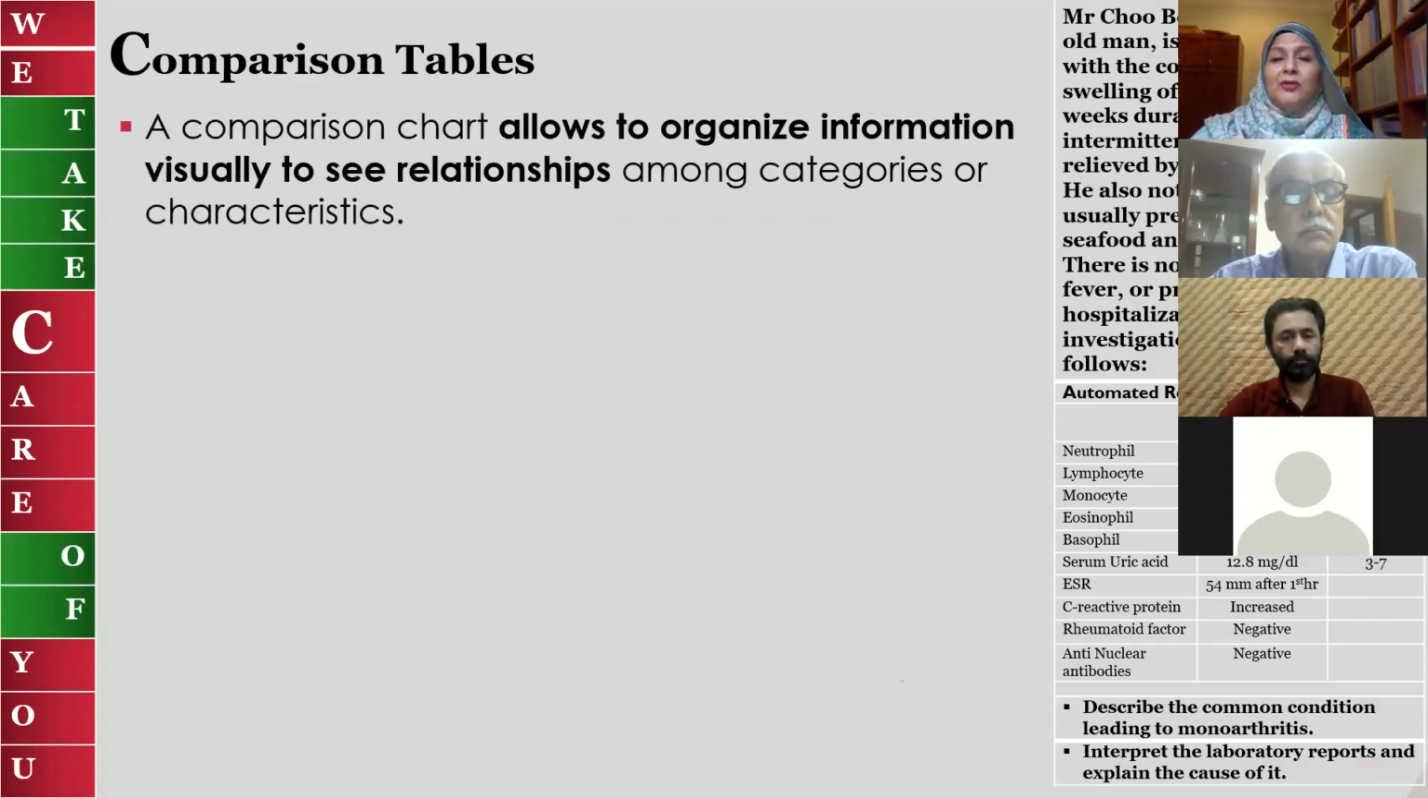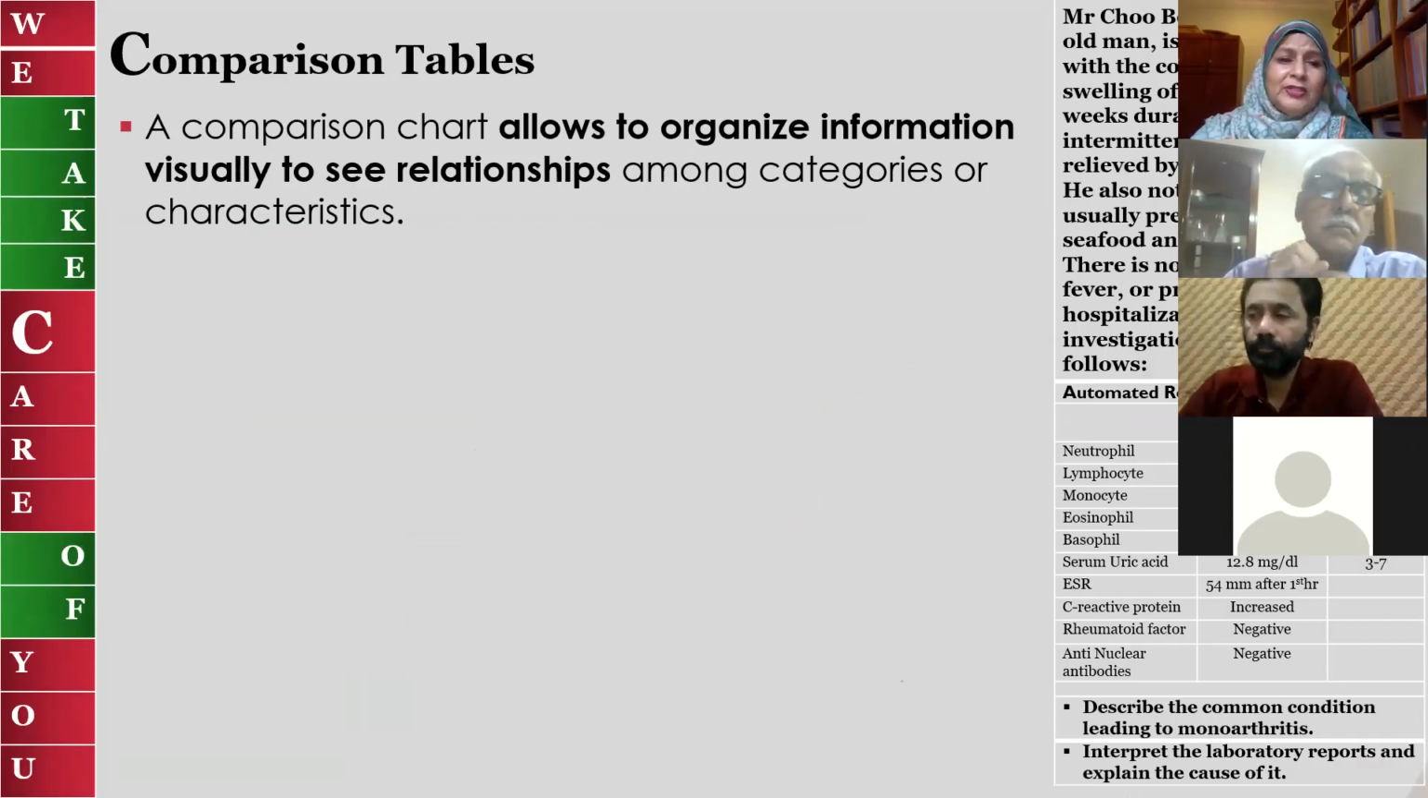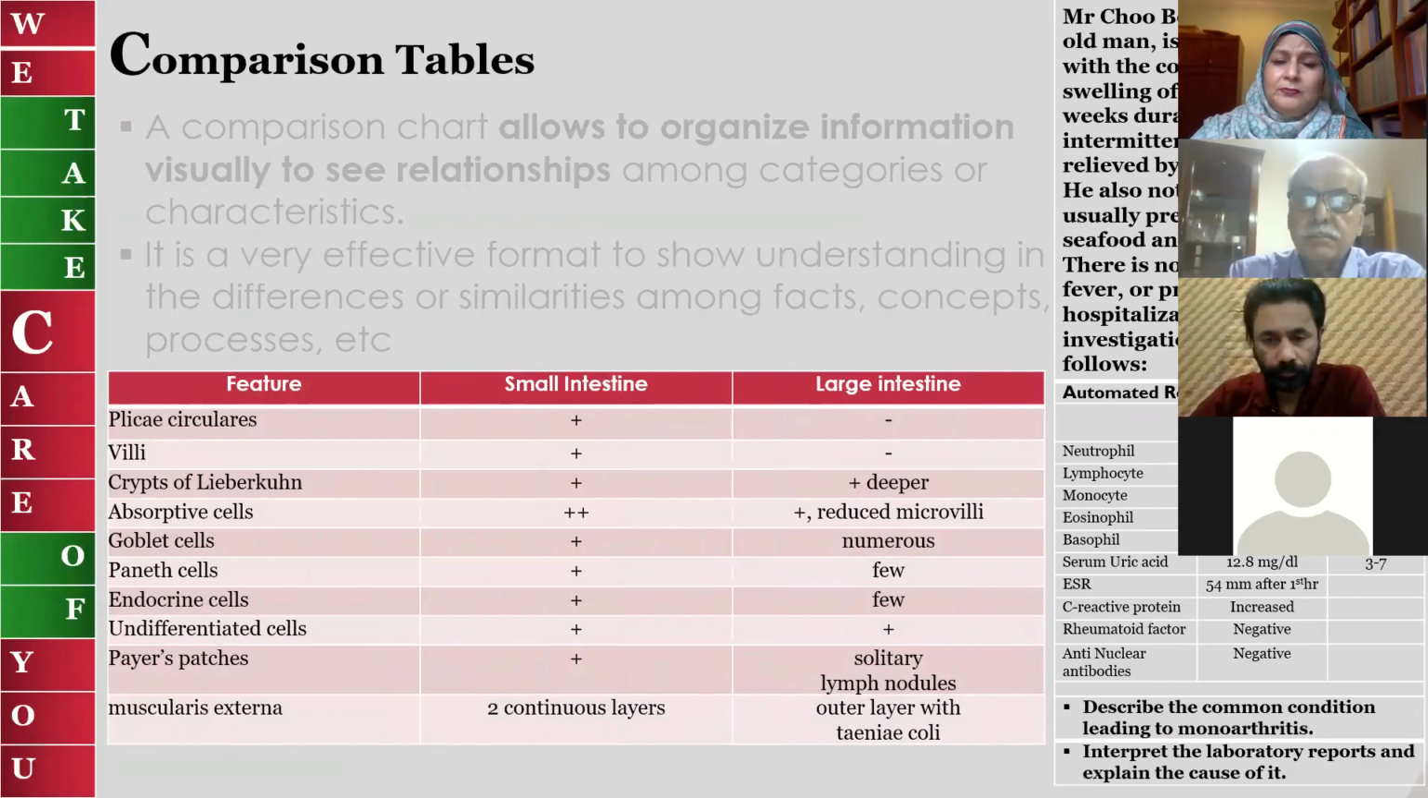Comparison tables are also a good way of integrating the learning and seeing whether the students have fully understood the concepts. For example, this one is the differences between the small intestine and the large intestine. The table is given to the students and they will fill up those tables.